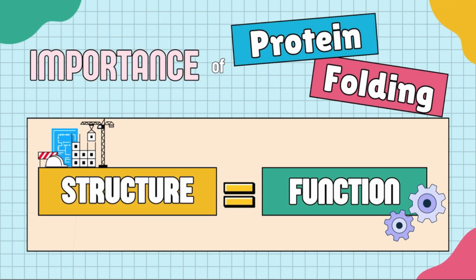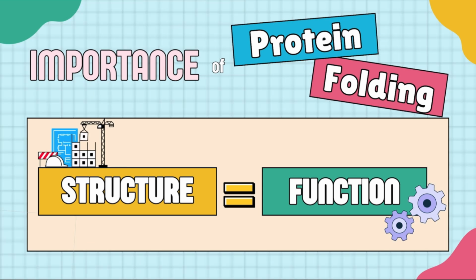The importance of proper folding all comes down to one powerful idea. A protein's shape determines its function. But why exactly is this so important? Well, the specific three-dimensional structure of a protein, known as its final conformation, is what allows it to interact precisely with other molecules, whether that's speeding up chemical reactions, sending signals, or providing structural support.